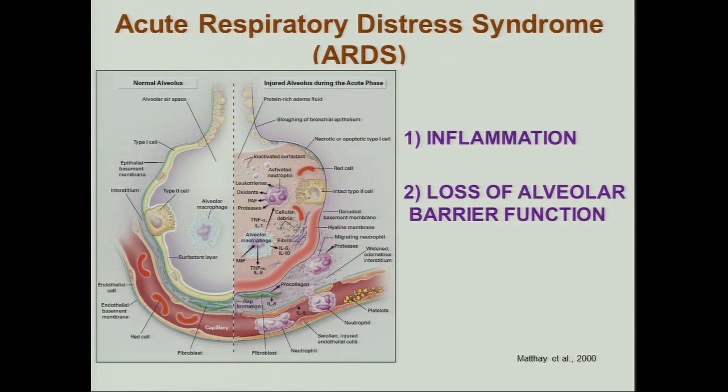The two main insults that occur in the lungs of ARDS patients are, one, alveolar and interstitial inflammation and recruitment of inflammatory cells to these lungs and activation of the cells in the lungs. And two, the loss of the alveolar barrier function, which results in fluid leakage into the alveoli, alveolar flooding, and what we clinically call pulmonary edema. And the combination of those two insults creates a highly pro-inflammatory environment in the alveolar tissue.